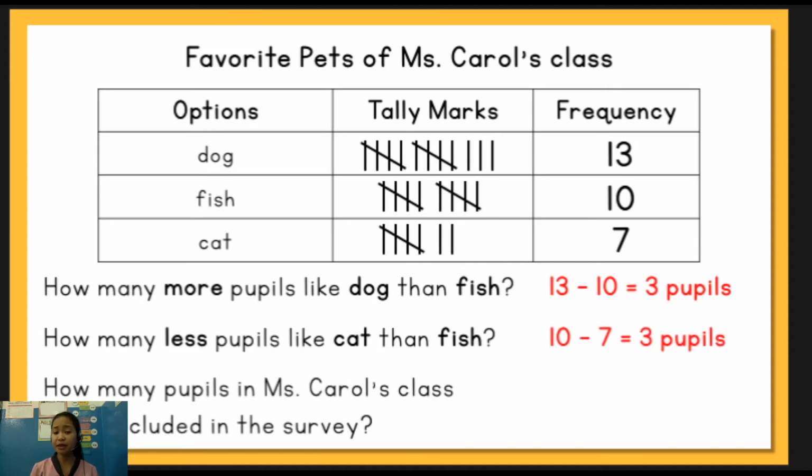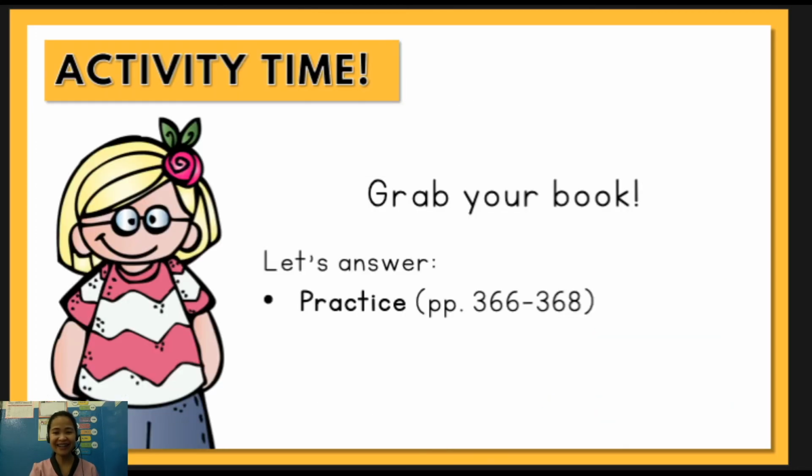Now last question. How many pupils in Miss Carol's class were included in the survey? If it is asking how many pupils there are in all, or how many pupils were included in the survey, you just simply add all the numbers in the frequency column. That will be 13, 10, and 7. So 13 plus 10 plus 7 equals 30 pupils. That's it. Easy, right? Okay.